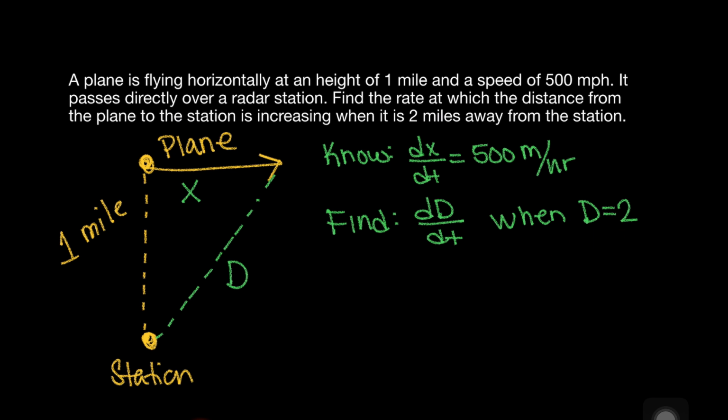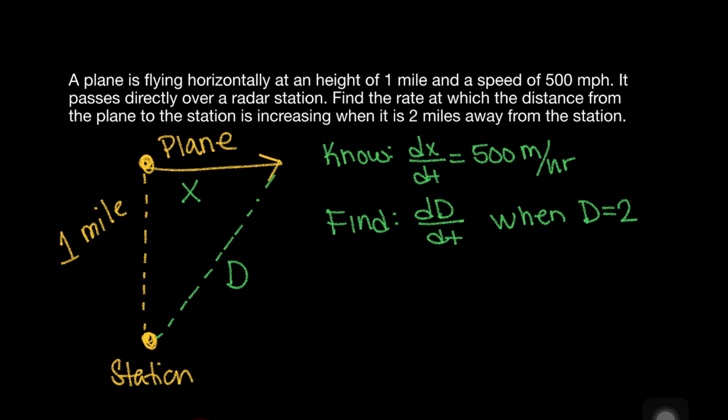So the first step in all of these problems is to draw a picture and try to identify, there should be a derivative that you are given, a rate of change that you're given, and then there should be a derivative that you're trying to find. Once you have those two things written down, what you know and what you want to find, the next step is to try to write a relationship between the variables. So the variable in my derivative that I know is x, and the variable in the derivative that I want to find is d. So I need to write an equation that relates x to d.